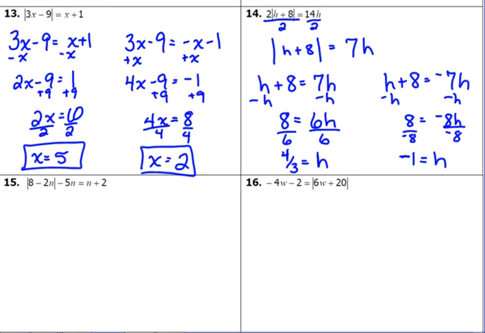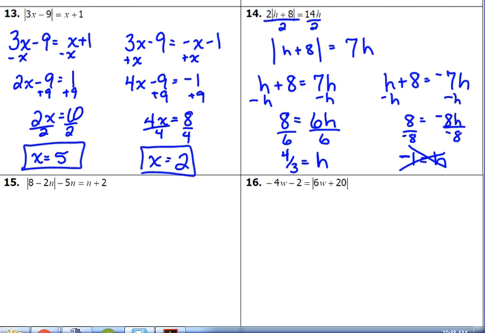Can anybody see a problem with either of those two solutions when we plug them back into the original equation? Yes? Exactly. When we plug negative 1 into the right side, we're going to get absolute value is equal to negative 14. And we're multiplying absolute value by positive 2, so there's no way for that to become a negative. So negative 1 is an extraneous solution.